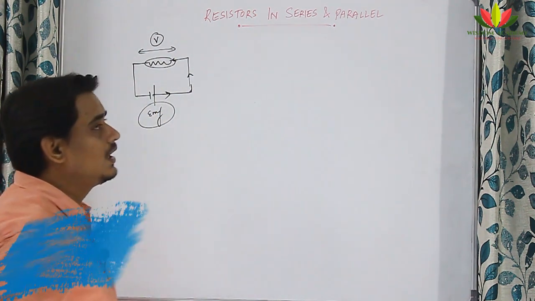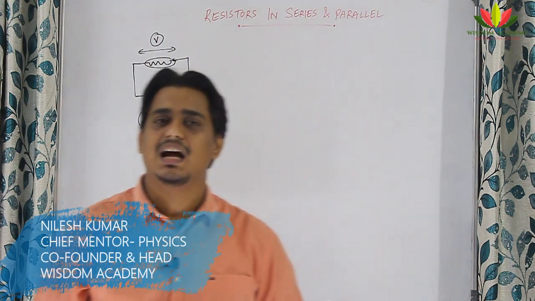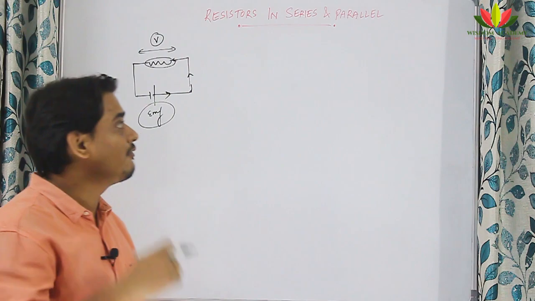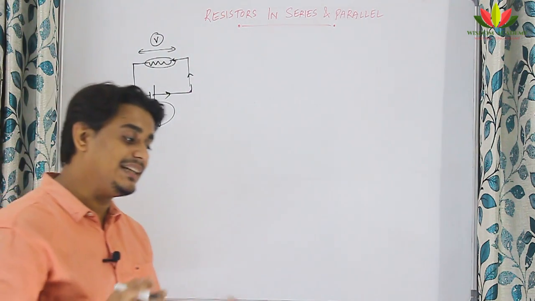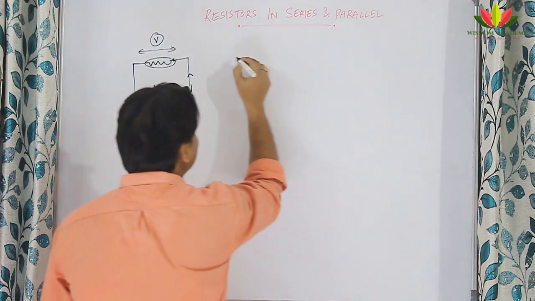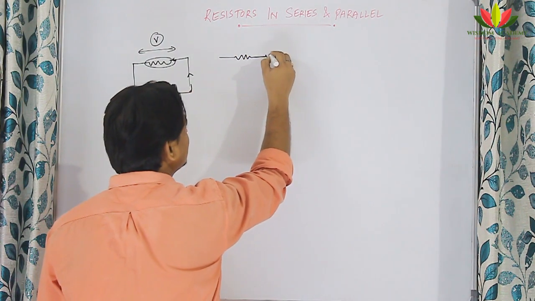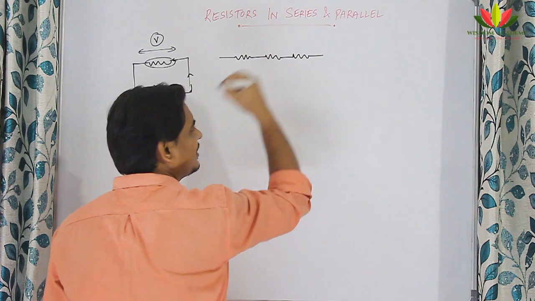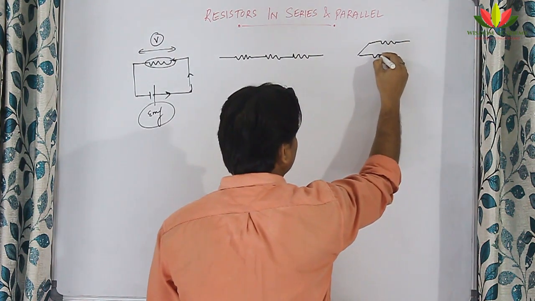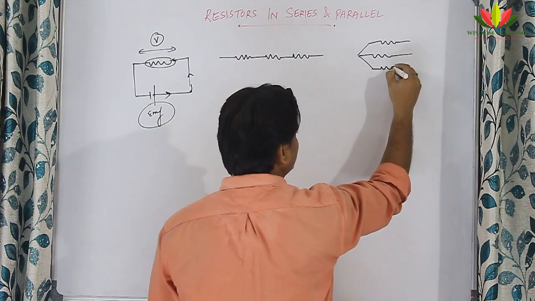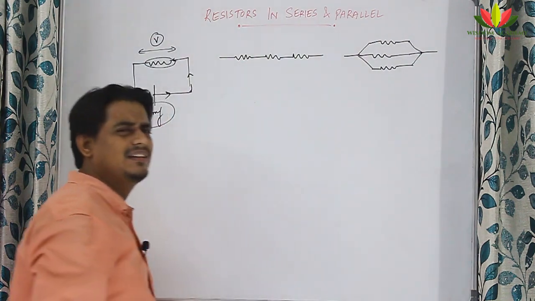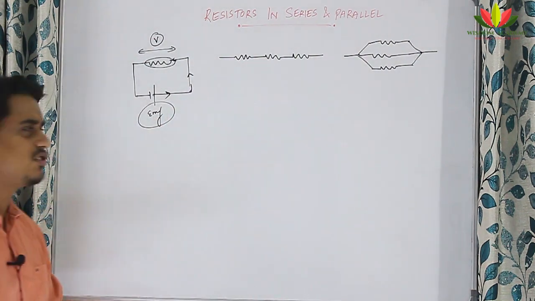Now, these resistors will not always be only one or two. In practical life, we will have numerous resistors and they can be connected in two ways. Either they can be connected in series like this, or they can be connected in parallel like this. I hope you remember what you studied in 10th standard. I will just repeat the 10th standard logic first, then I will go to a little higher concept of this.